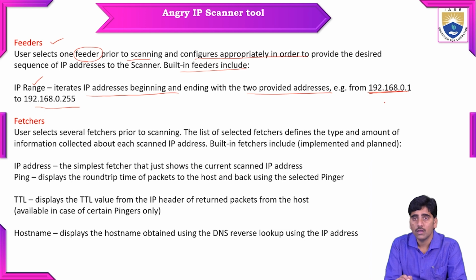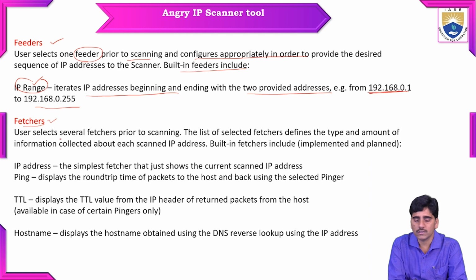192.168.0.12 to 192.168.0.255 is the one feeder that indicates the IP range. And the second one is fetchers.